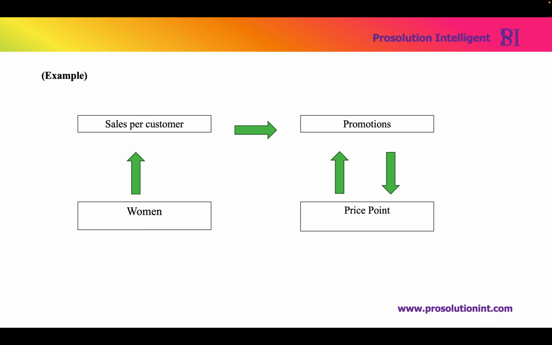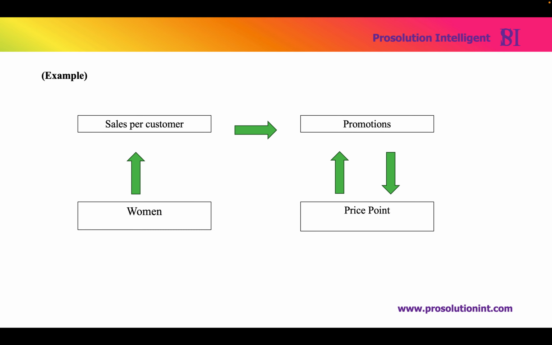This is an example. If our target audience would be women, one of the KPIs can be sales per customer. And for sales per customer, one of the activities that we can put in place can be promotions. And the promotion definitely comes with adjustment on the prices.